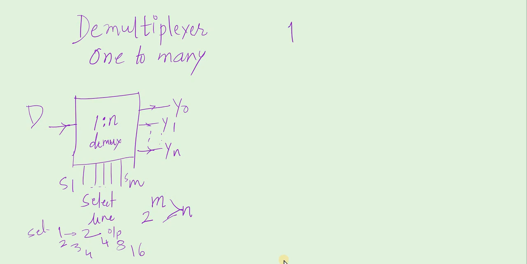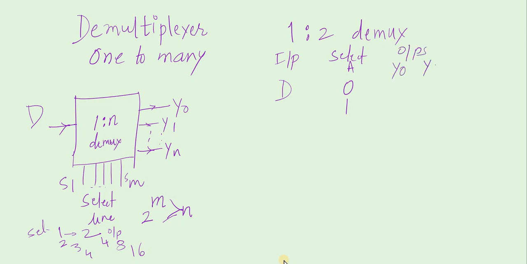Now let us design 1 to 2 demux. 1 to 2, so there is only a single signal line, so only one select line will be there. If we consider input is D, and select line is A, which can have value 0 and value 1, and outputs, now there are 2 outputs, Y0 and Y1. If A is equal to 0, then this D will go to Y0 output. At that time Y1 will be 0. And if A is equal to 1, then D will come to Y1. At that time Y0 will be 0.